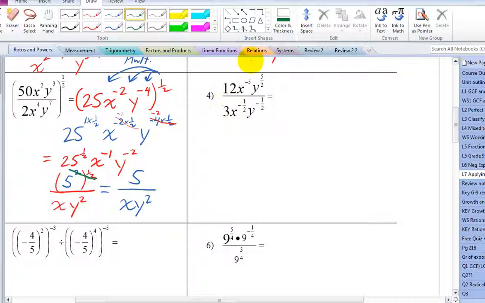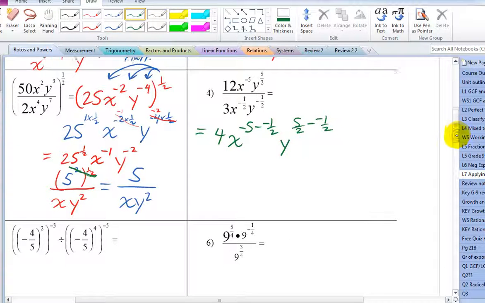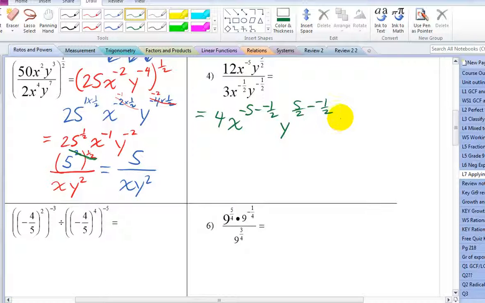Okay, so let's do our division. 12 divided by 3 equals 4. What about negative 5 divided by negative 1/2? What should we do? Subtract. And then for the y's, 5 over 2 minus negative 1 over 2. So all we're doing is using our exponent rule.